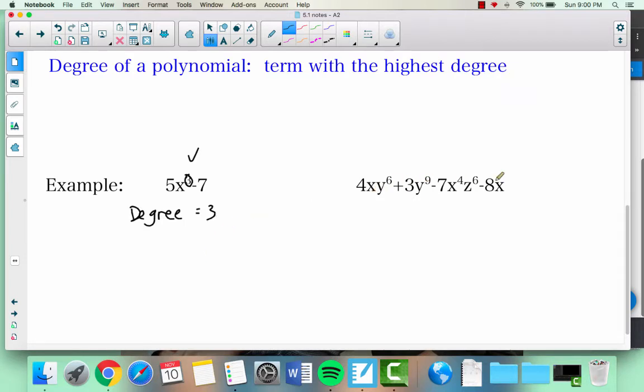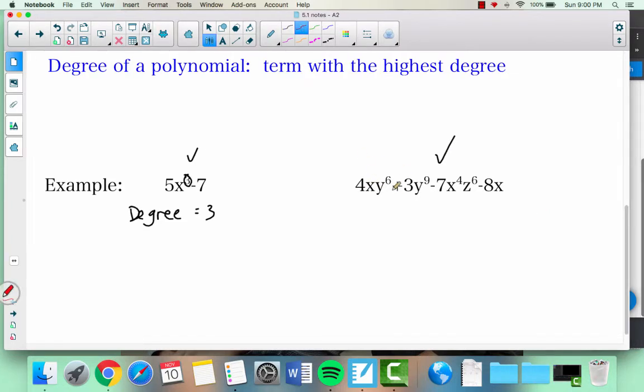In the next one, in this polynomial, all positive integers for our exponents, so this again is a polynomial, but when I look for my exponent, I have to look at each term. So in the first term, my degree is 7, because 1 plus 6 is 7. In the second one, I've got 9 for my highest exponent. And the third one, when I add my exponents together, it's 10. And then the very last one, my exponent is a 1.